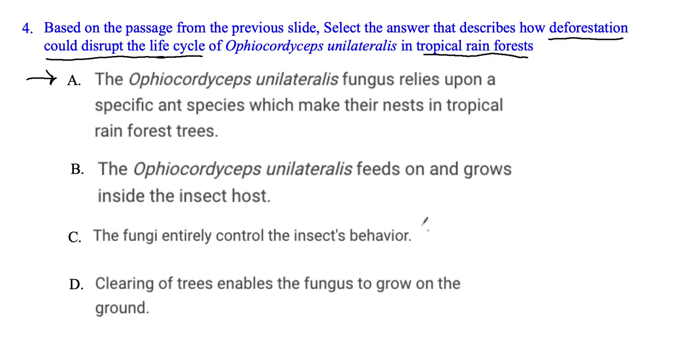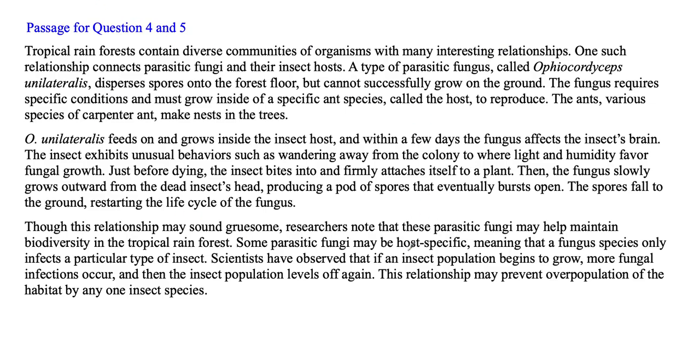And let's see, neither does C. Now D does. D, clearing of the trees enables the fungus to grow on the ground. So clearing of trees has to do with deforestation. I'm serious. At this point, I would just guess and go on. But I want to kind of go over the article. I would either pick A or D. I'd probably pick A.